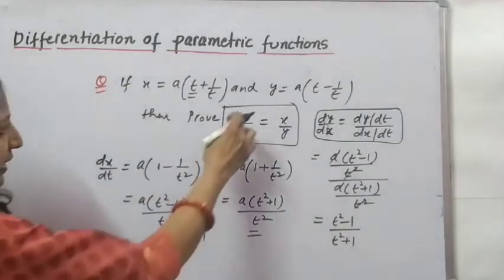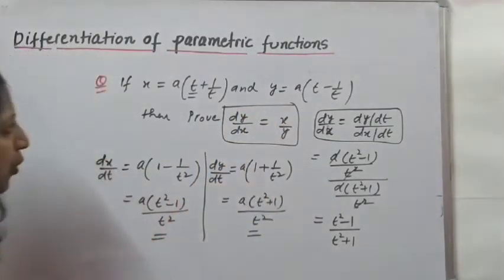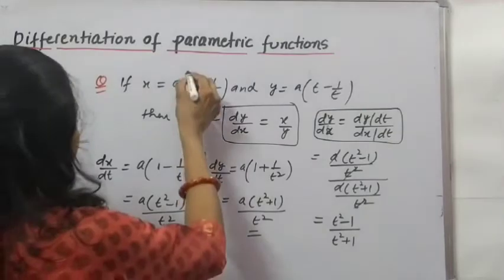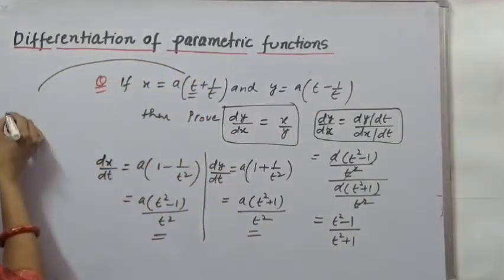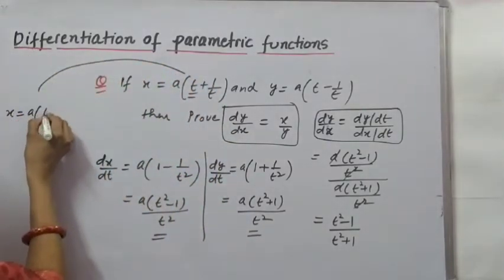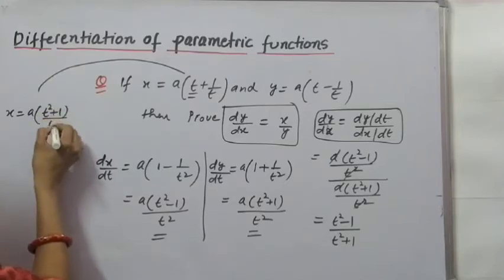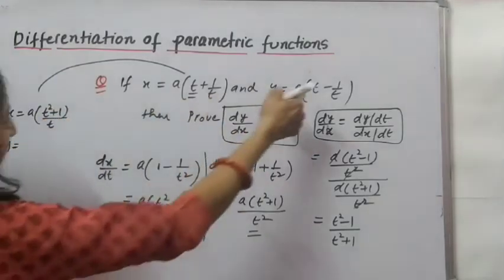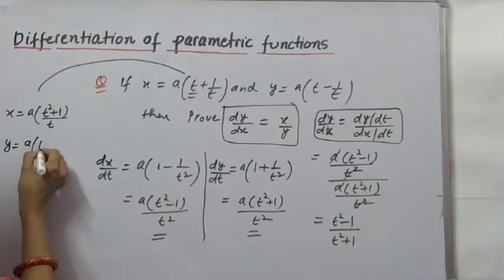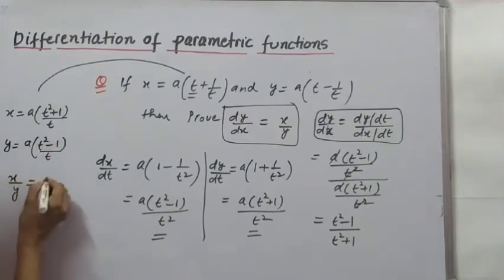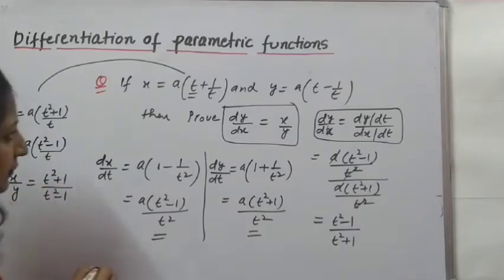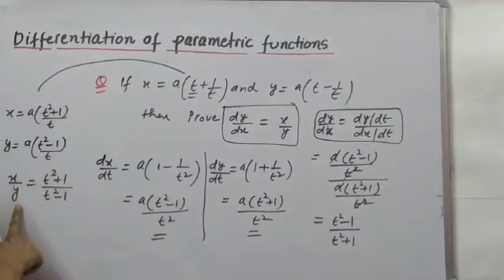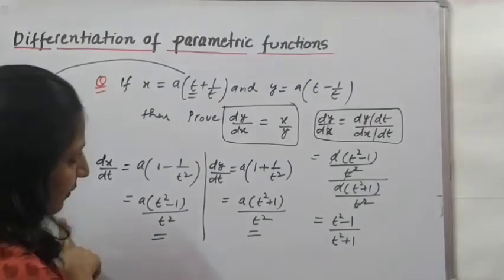And we have to prove dy by dx is equal to x upon y, right? So students, if we solve x, then it will be a(t square plus 1) upon t, and if we solve y, then it will be a(t square minus 1) upon t, and x upon y will be (t square plus 1) upon (t square minus 1), right students?